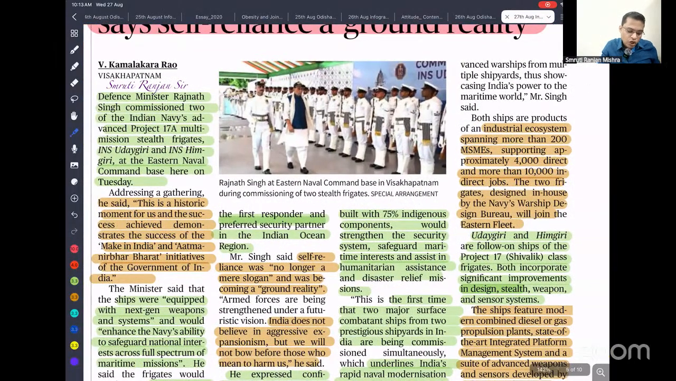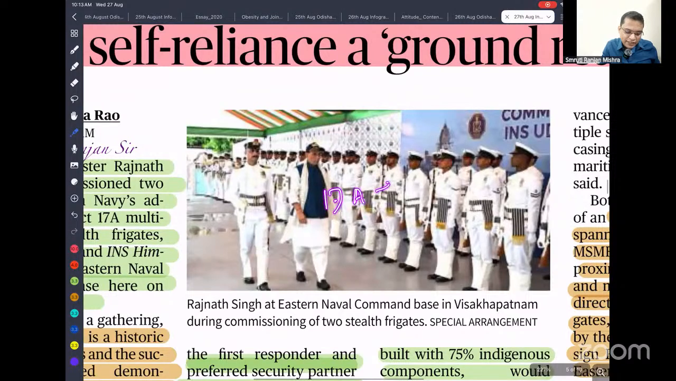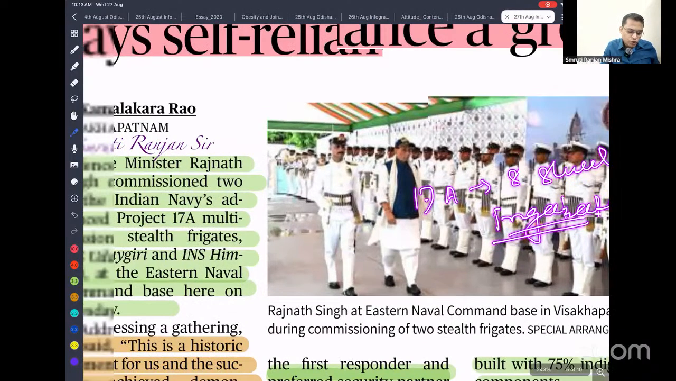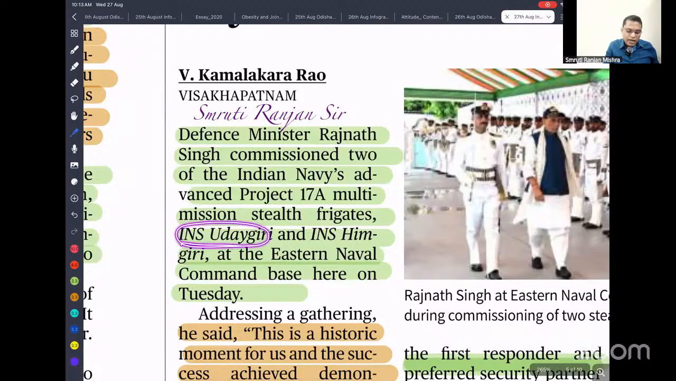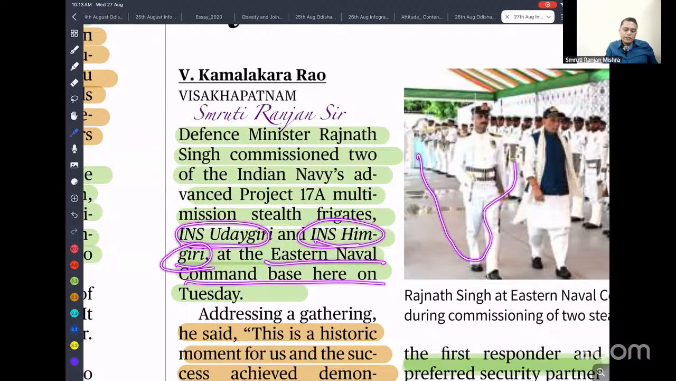They basically aim to provide Shivalik class frigates. One is INS Udaygiri and the other INS Himgiri. So Eastern Naval Command, Eastern India's coastal area.